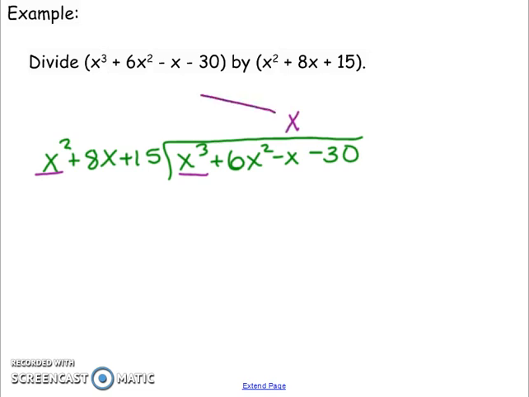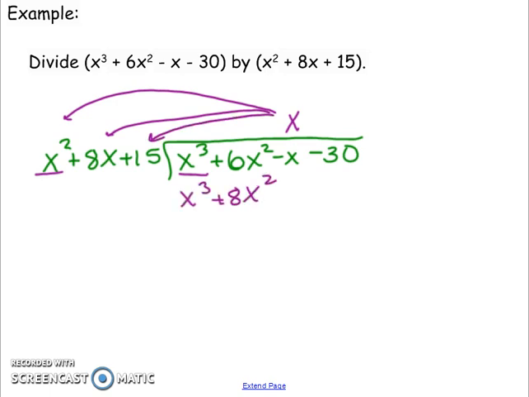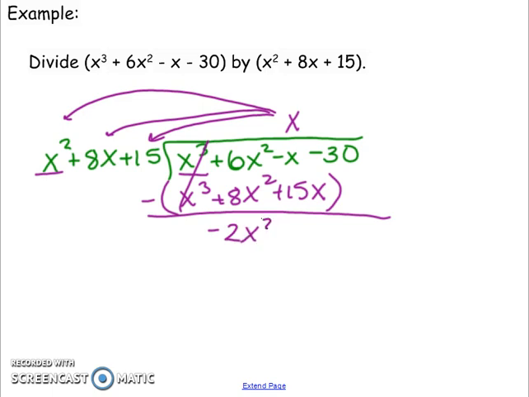So now I'm going to multiply my x to each term on the outside. So that becomes x cubed. This becomes 8x squared and 15x. And I have to subtract. x cubed minus x cubed is gone. 6x squared minus 8x squared is a negative 2x squared. Negative x minus 15x is a negative 16x.